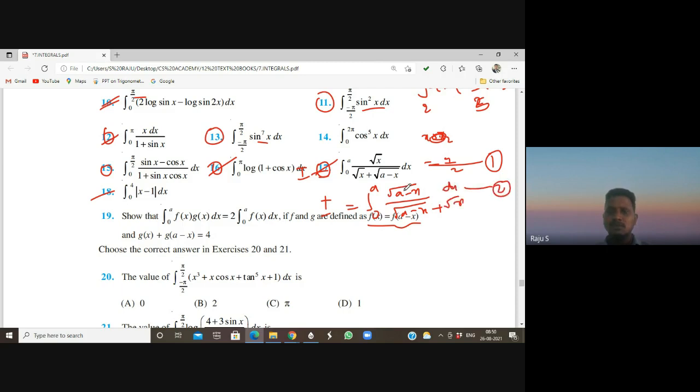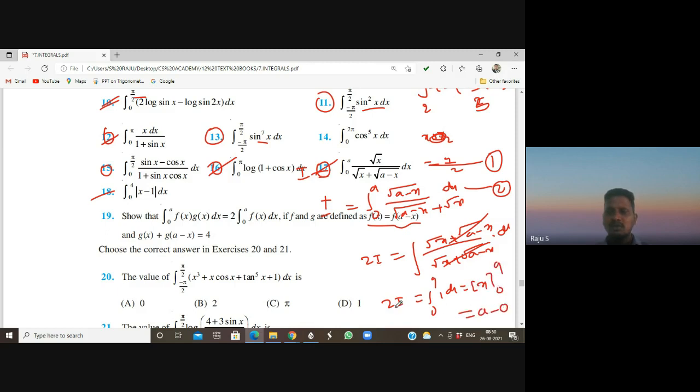This is 2. When you add these, the left side is I plus I, but on the right side the denominator is root x plus root over a minus x, and the numerator is also root x plus root over a minus x. Both will get cancelled. 2I is equal to integral 0 to a of 1 dx. 1 is nothing but x from 0 to a, that is a minus 0. So 2I is equal to a, I is equal to a by 2.